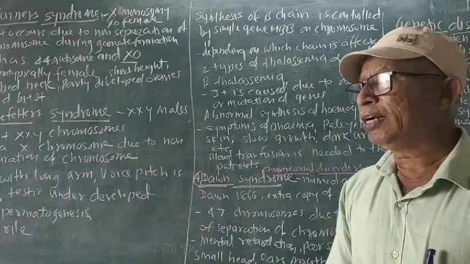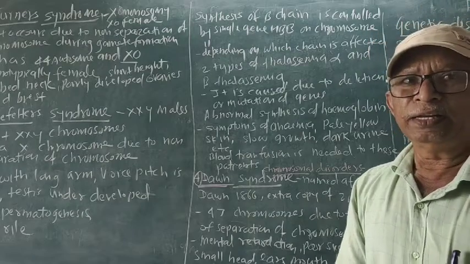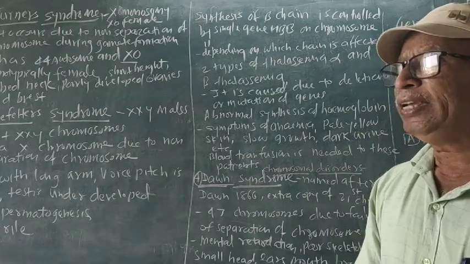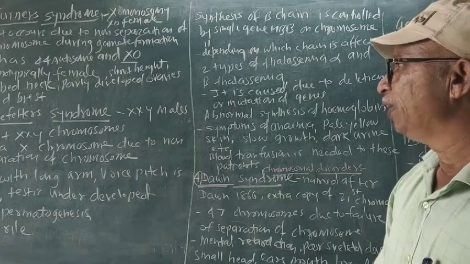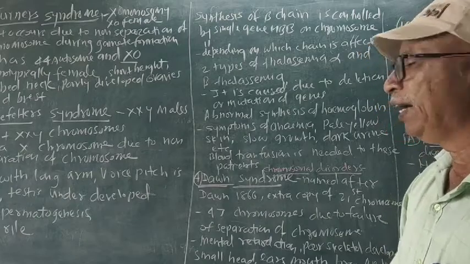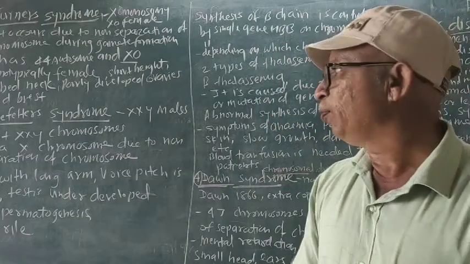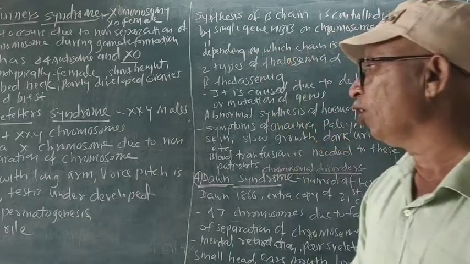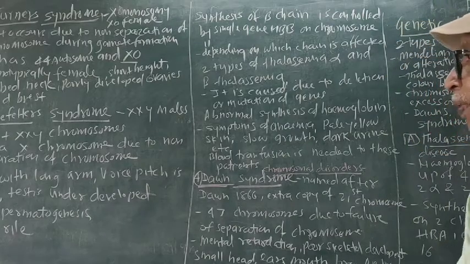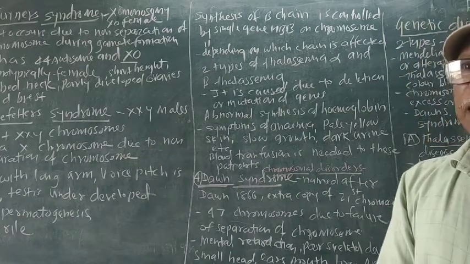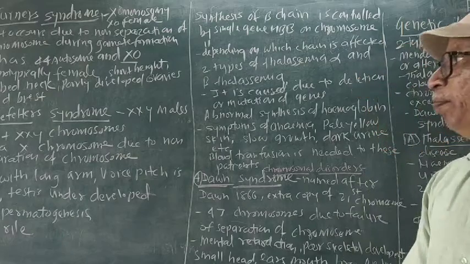Now here is another disease called Klinefelter's syndrome, the XXY male. Normally XY are present in male, but here is XXY male. One X is more, and this happens due to the non-separation of the chromosome during the gamete formation. Here the males are tall with long arms, voice pitch is harsh, testes are underdeveloped, no spermatogenesis, and sterile males are produced.